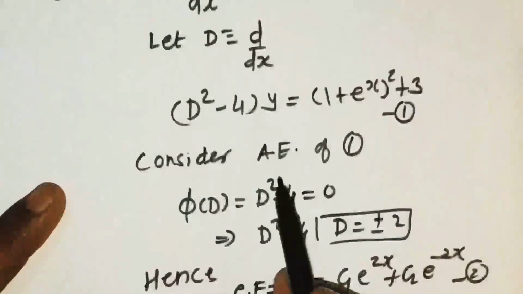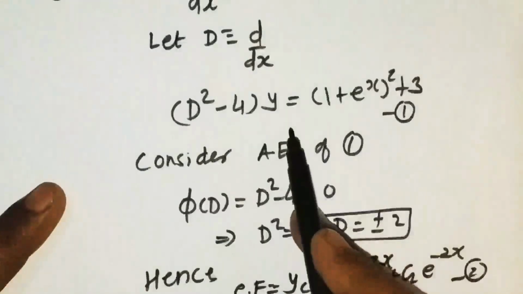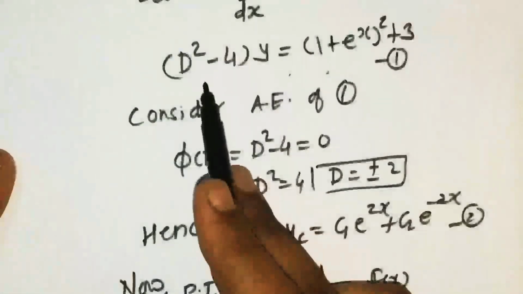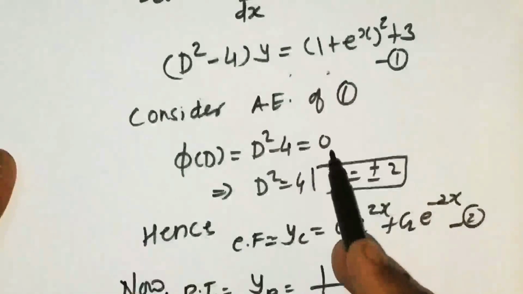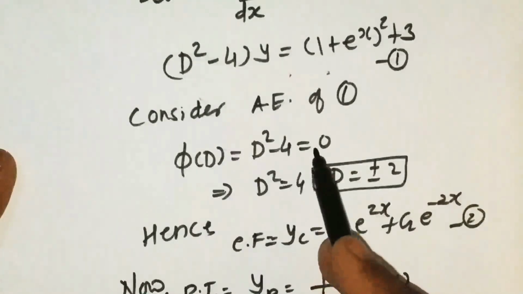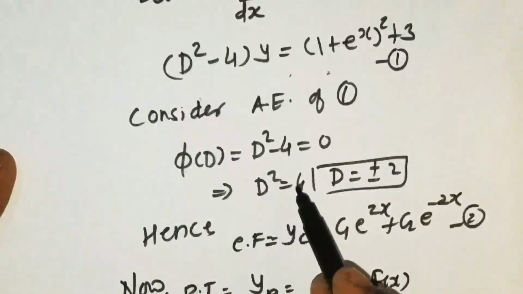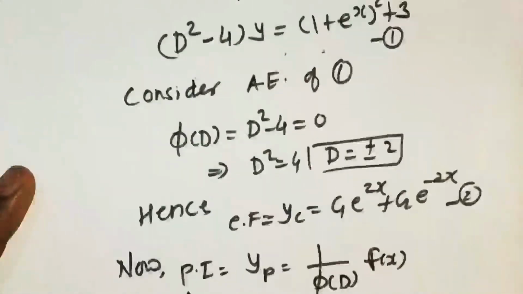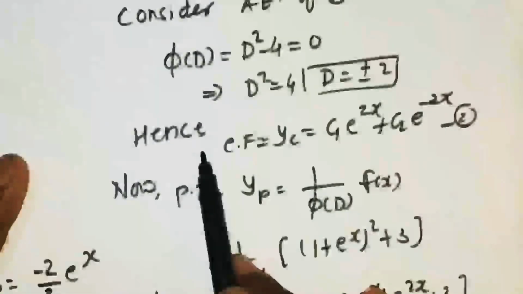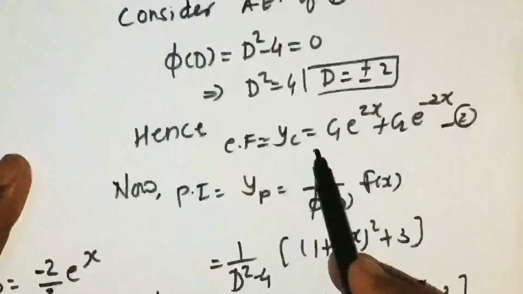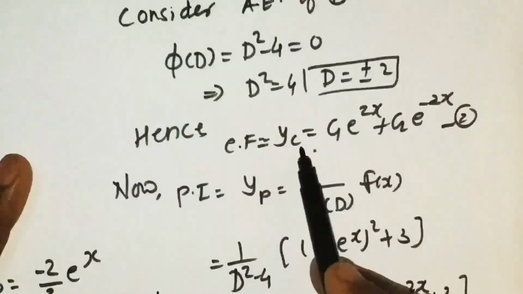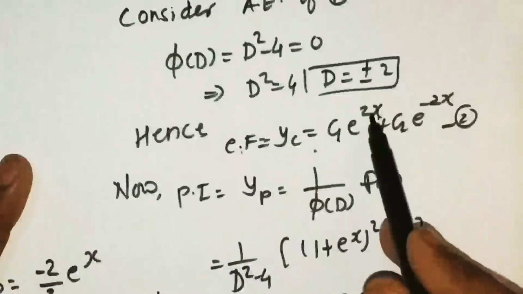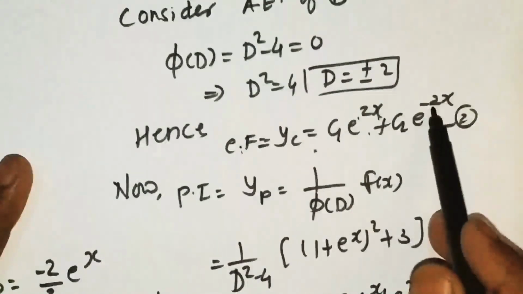Now for CF, consider the auxiliary equation of the given differential equation 1. Phi of D is D square minus 4, equate it to 0, get its roots. D square minus 4 equal to 0 implies D square equal to 4 implies D equal to plus minus 2. So we got real roots and they are distinct. Hence the CF will be, as there are two roots, two arbitrary constants in the complementary function: CF equals c1 e raised to 2x, one root, plus c2 e raised to minus 2x, the second root.